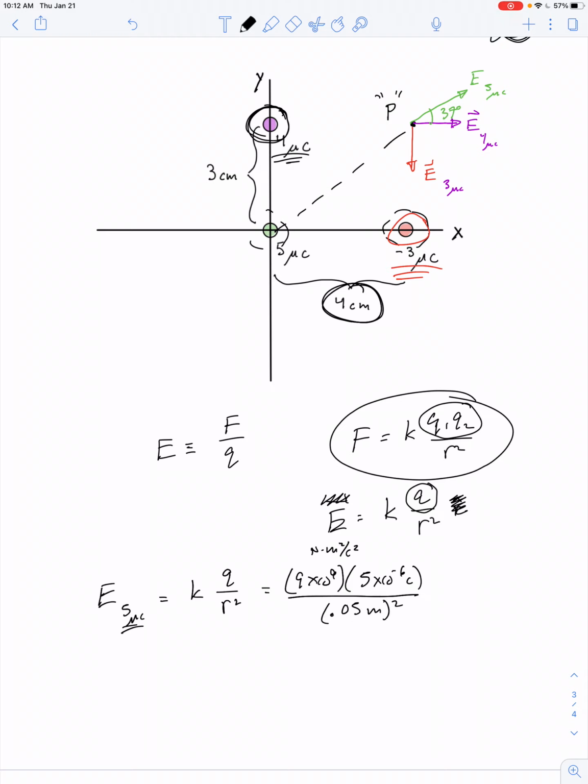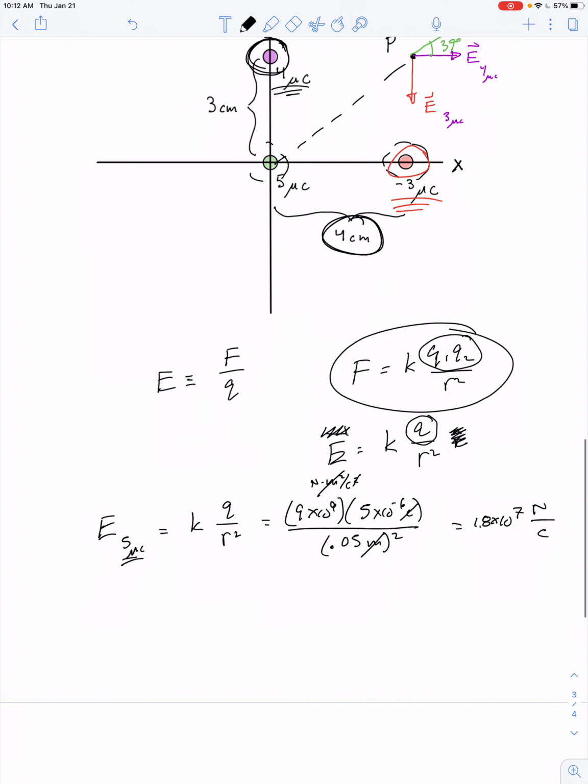squared. Okay, so the meters get squared and they cancel out. One of the coulombs cancels, but not both. So our overall answer is going to be some number of newtons per coulomb, which is exactly how we measure electric field strength. If you grab a calculator and multiply 9 times 10 to the 9th by 5 times 10 to the negative 6th and divide by 0.05 quantity squared, you get a rather large number, right? I believe we get 1.8 times 10 to the 7th newtons per coulomb.